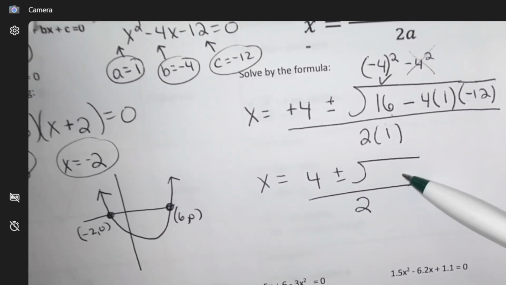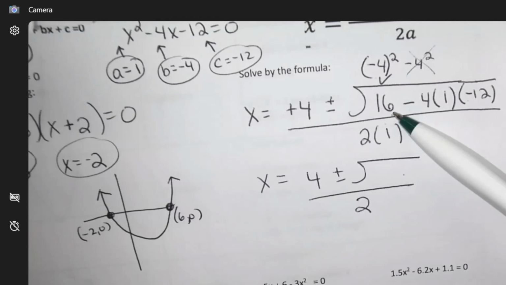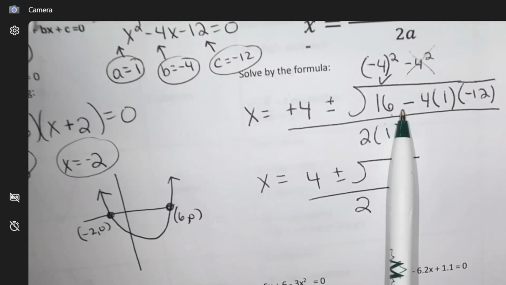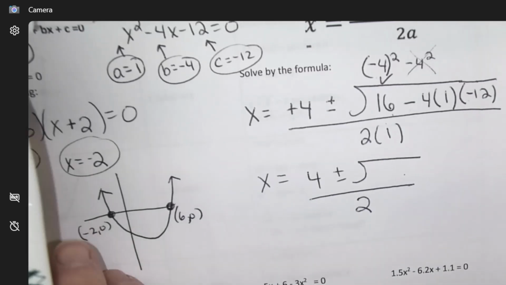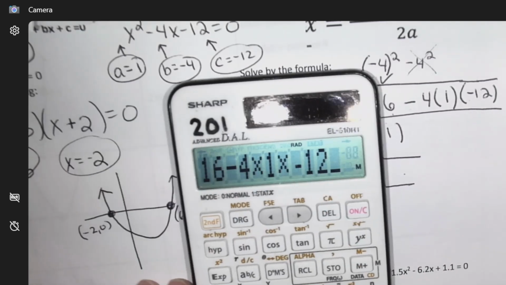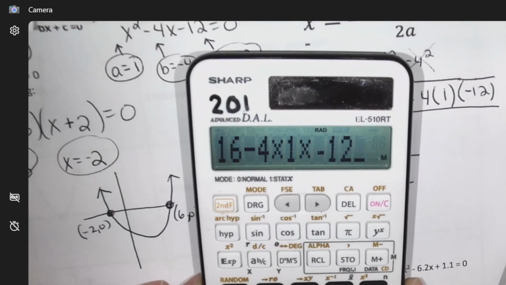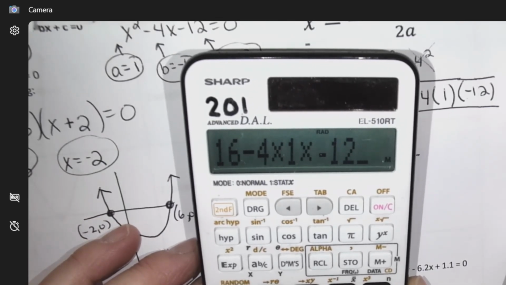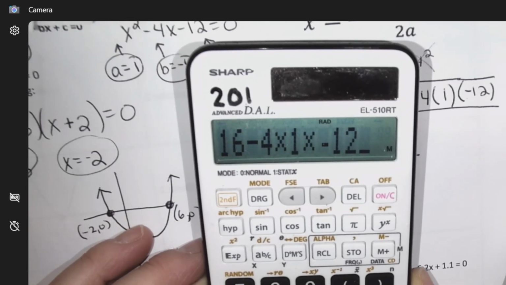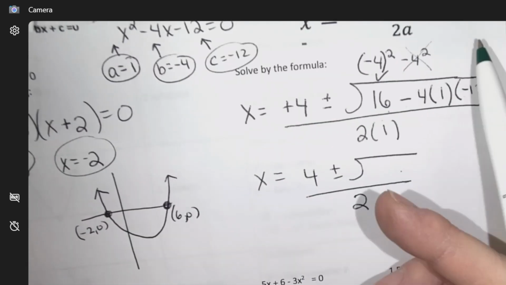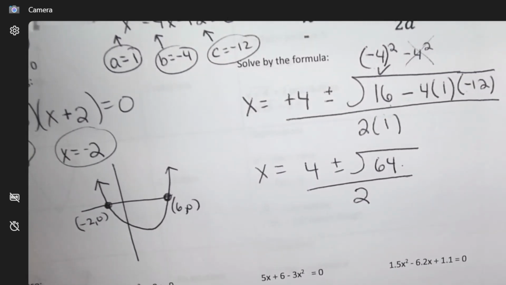Okay, calculator time. So can you type this in? Just this stuff under the square root. Just go, what is 16 subtract 4 times 1 times negative 12? So just that part. I just want this part. Subtract 4 times 1 times negative 12 equals 64. Okay.